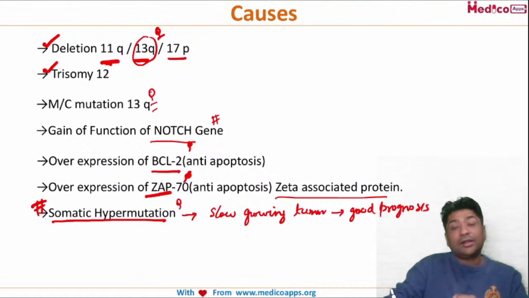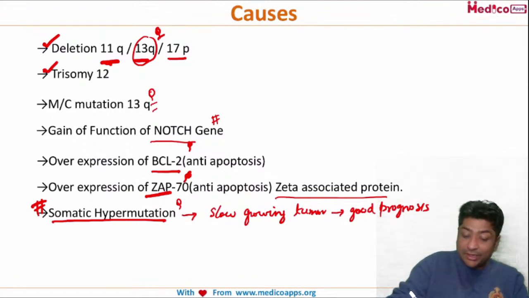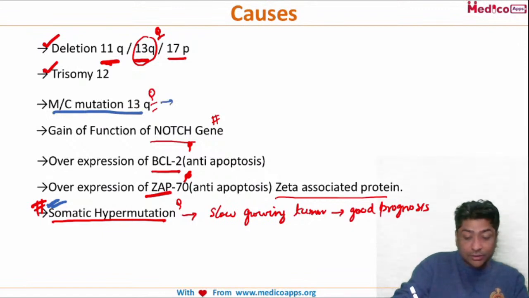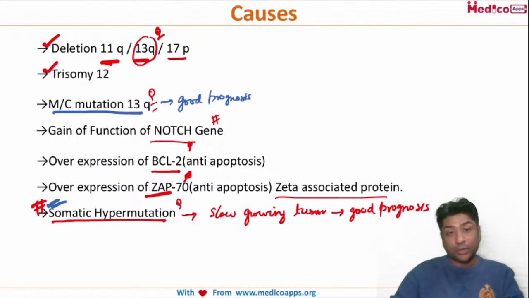In fact, there are only two chromosomal abnormalities which are associated with good prognosis. Let me just mark them for you. One is somatic hypermutation, and second is the most common mutation, 13q. So these two are associated with good prognosis. All the other mutations are generally associated with poorer prognosis.